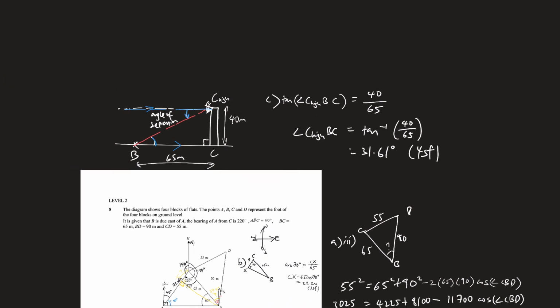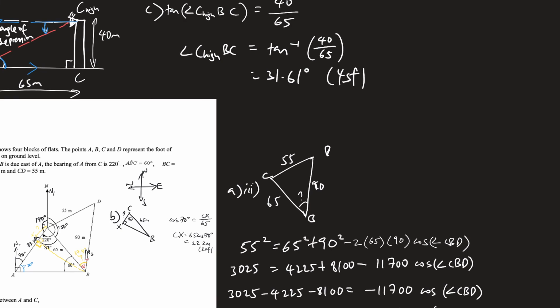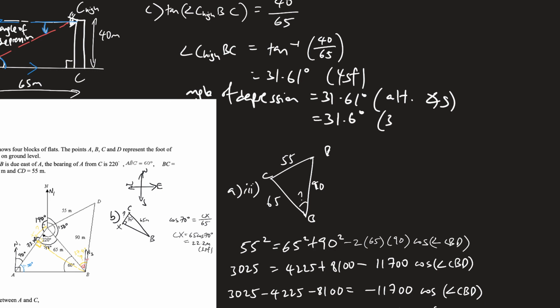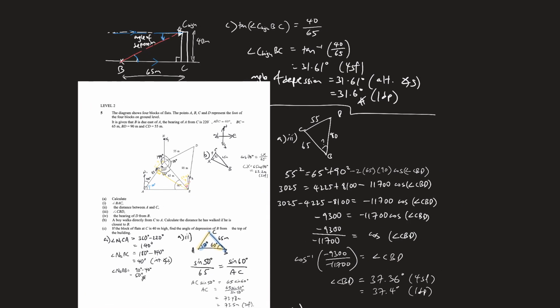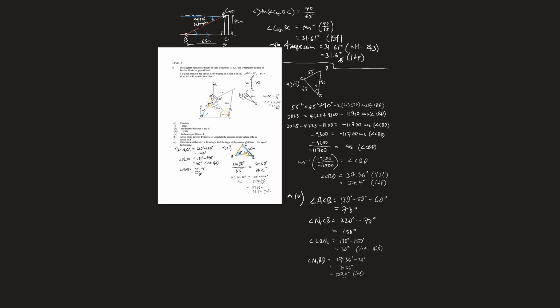And then I can say my angle of depression is also equal to 31.61 degrees by alternate angles, which is 31.6 degrees to 1 dp. There we go. Just going to draw a border here. And that's it for this question. There's everything inside.